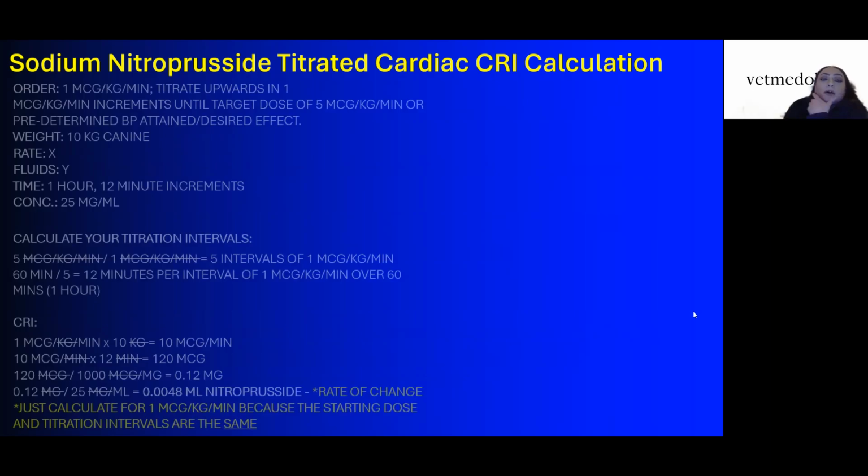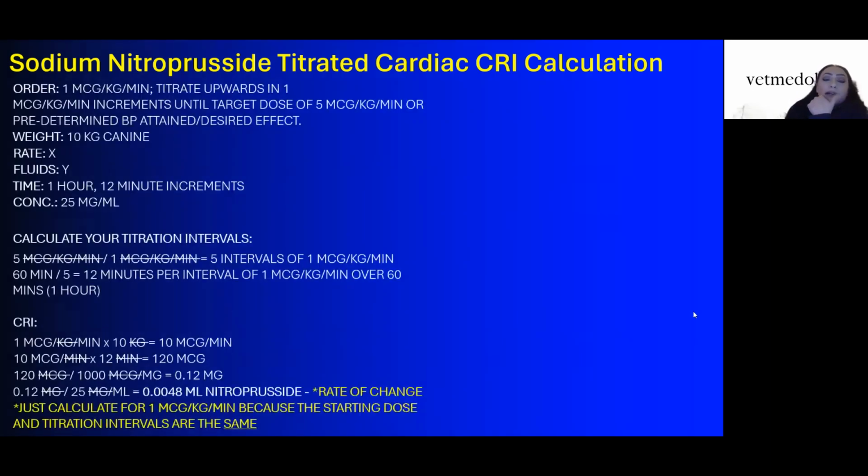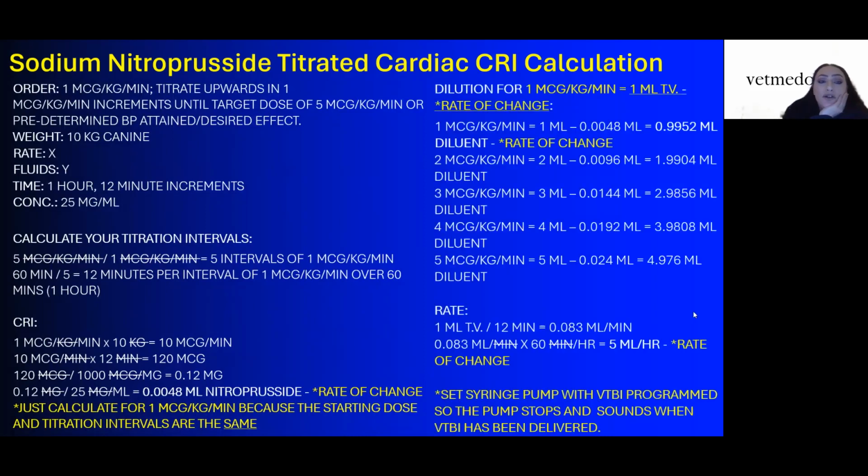Okay, so our order is 1 mic per kg per minute. You're going to titrate upwards in 1 mic per kg per minute increments until the target dose of 5 mics per kg per minute or the predetermined blood pressure is attained, or you reach the desired effect. It is a 10 kg canine. We don't know the rate or fluids at this time. It's going to be 1 hour with 12-minute increments, and we'll map that out in a second. Concentration is 25 mg per mil for sodium nitroprusside.